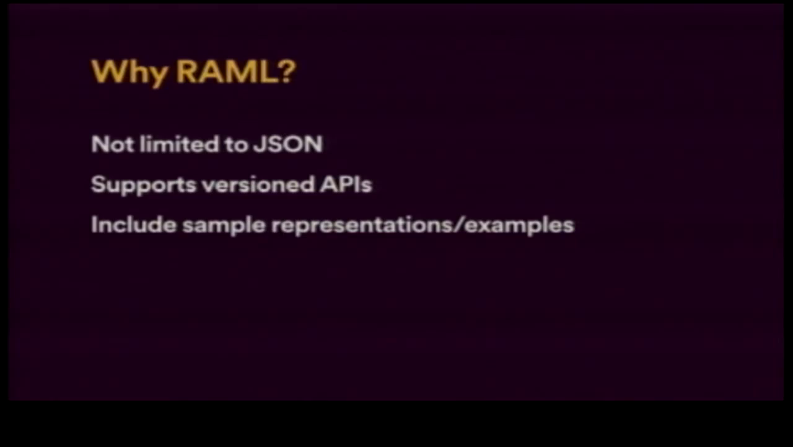RAML allows you to define and maintain more than one version of your API. Blueprint does as well, but not Swagger. You can include sample representations, for instance, give example responses for endpoints. A huge difference between RAML and the others, and the main reason why Spotify chose RAML, is the ability to refer and pull in external files, either from the system or over HTTP.